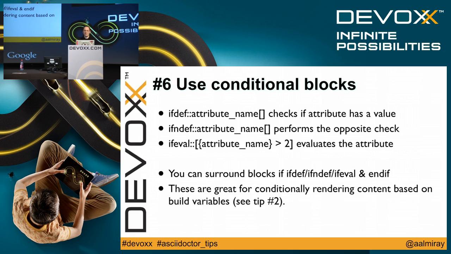And again, if you include build variables, if you supply variables coming from the build or from the environment, it's much easier to figure out when you want to make one particular release or another release for your document.